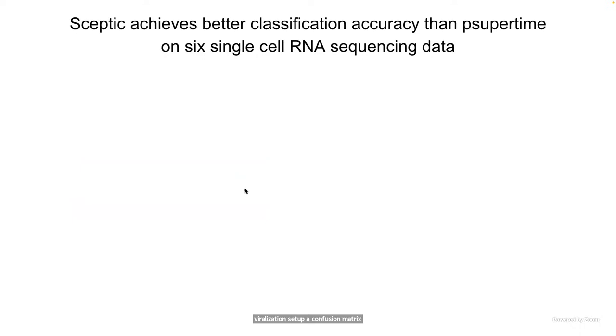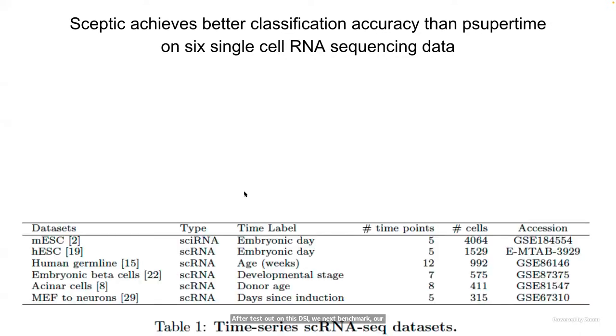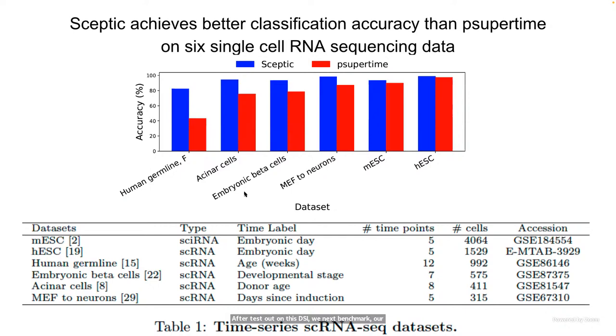After testing on this data set, we next benchmark our SCEPTIC model on 6 public single-cell RNA sequencing data sets. 5 of them were evaluated in the original Supertime paper, which showed that it outperforms PCA and Monocle. So we directly compare their performance on those 5 data sets. On all 6 data sets, our SCEPTIC model achieved uniformly better classification accuracy, and the improvement is significant according to a Wilcoxon rank test.